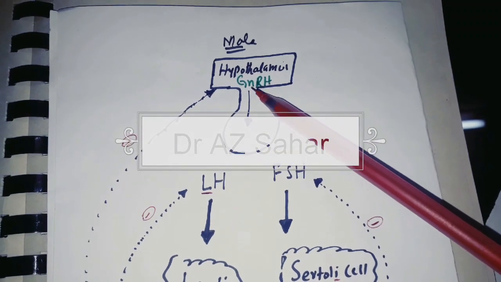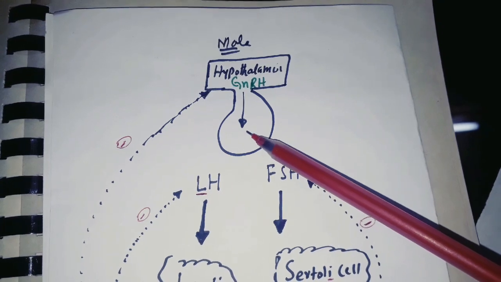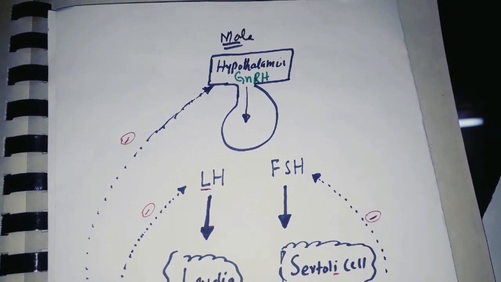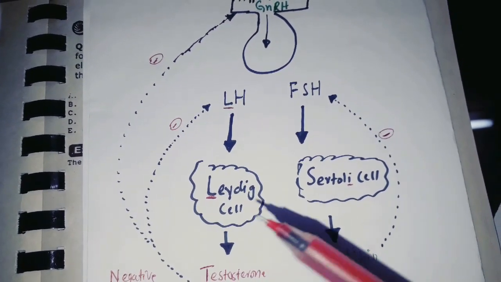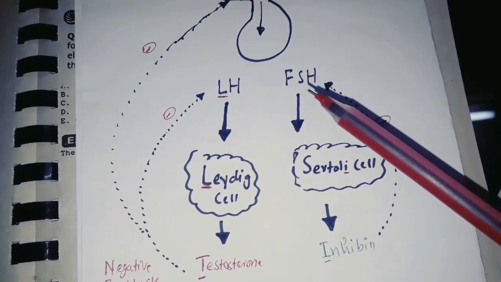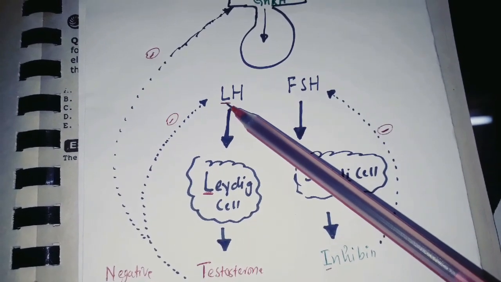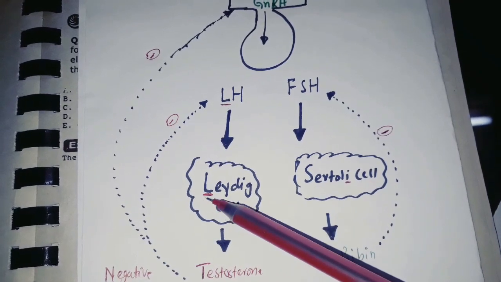From the hypothalamus, the gonadotropin releasing hormone will come into the anterior pituitary and will stimulate the secretion of LH, luteinizing hormone, and FSH, follicle stimulating hormone. Now you see this: LH will act on Leydig cells and FSH will act on Sertoli cells. How will you remember this? You just see LH, luteinizing hormone, this L is the same as the L in Leydig cells.